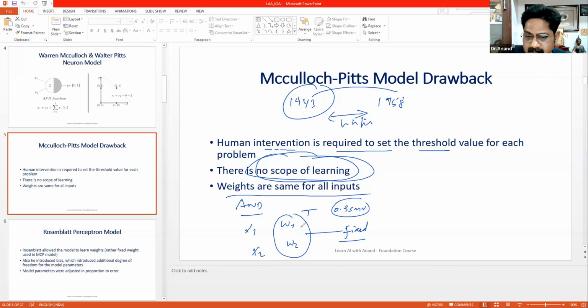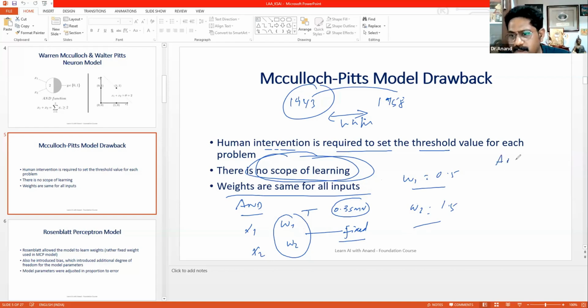You can keep them the same, or even different, since it is a constant value. Whatever value you choose, for example, W1 you choose 0.5 and W2 you choose 1.5. According to your weights, people have to manually adjust the threshold value. The logic is very simple.